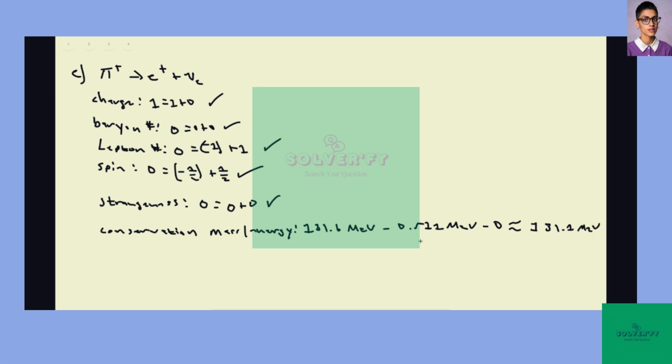So energy is conserved. This kind of reaction with the electron neutrino would be mediated by the weak force. If you look at table 2, it's not mediated by the strong force at all, so this would be possible via the weak force. All right, so that was it.